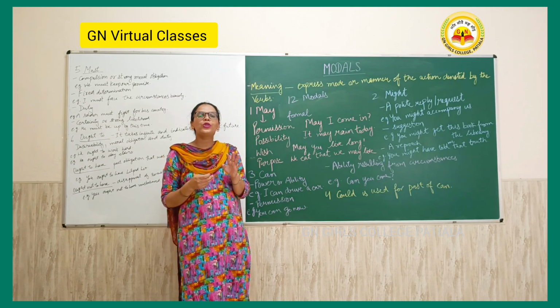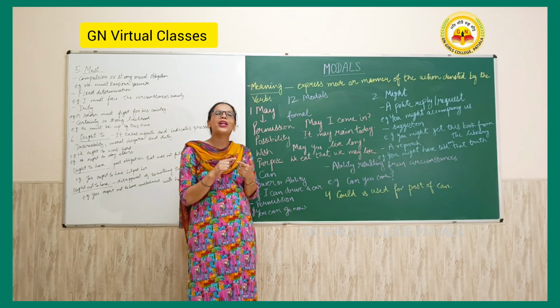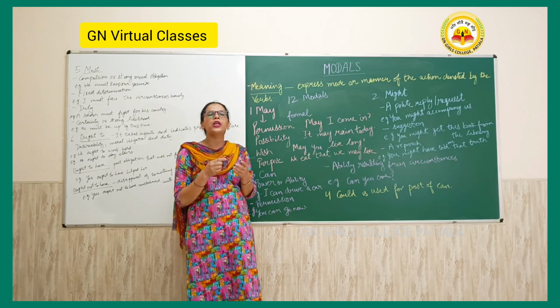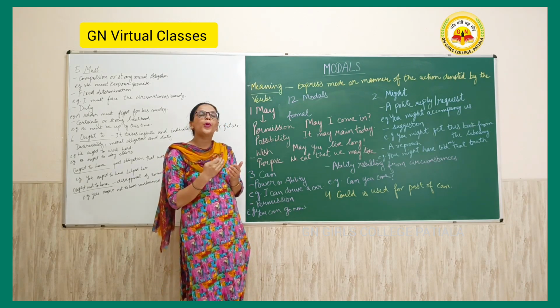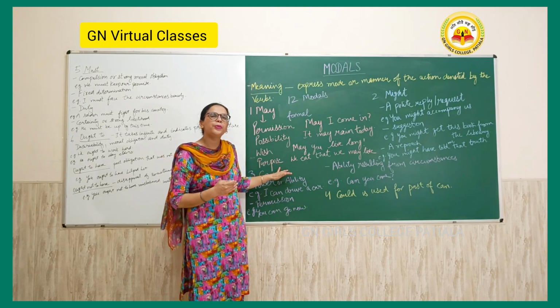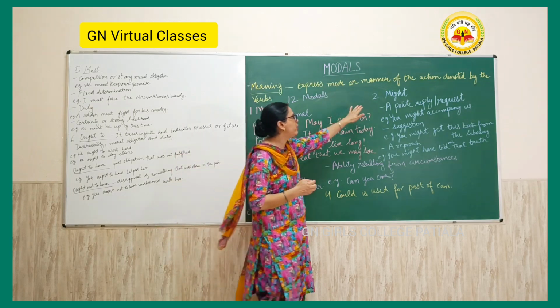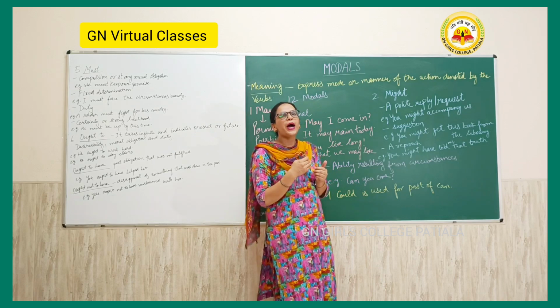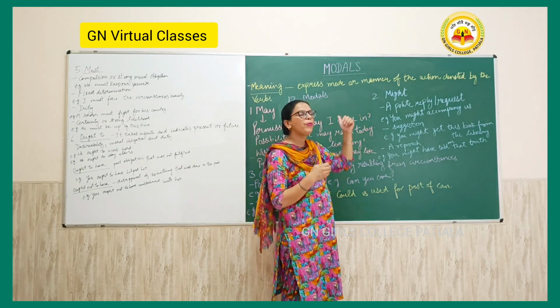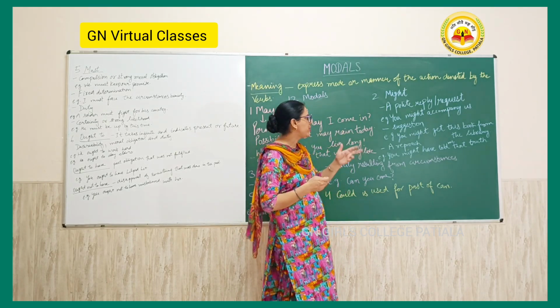So, four uses of may are permission, when the sentence is a permission in a formal way, then you use may; for wish, for possibility and for purpose. And the second one is might. Might is the past tense of may, but the uses are different.